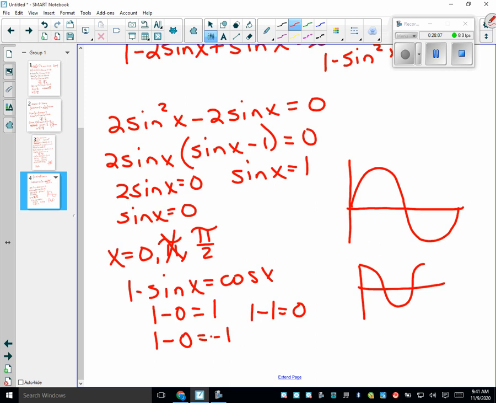Okay, so it's 1 minus sine of x, x equals pi. What's sine of pi? Sine of pi is 0. Right? So I have 1 minus 0. What's the cosine of pi? So 1 minus 0 equals negative 1? Is that true?